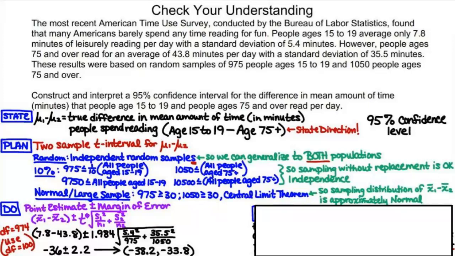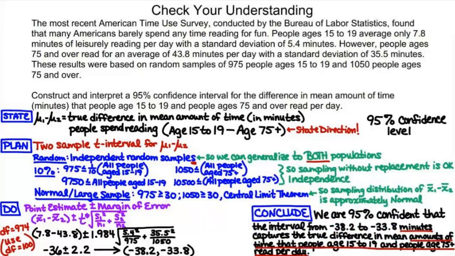So I got an interval of negative 38.2 to negative 33.8. So we would be 95% confident that the interval of negative 38.2 to negative 33.8 minutes captures the true difference in mean amounts of time that people ages 15 to 19 and people ages 75 plus read per day. I should have my direction on there again. You have to have the direction in here somewhere.